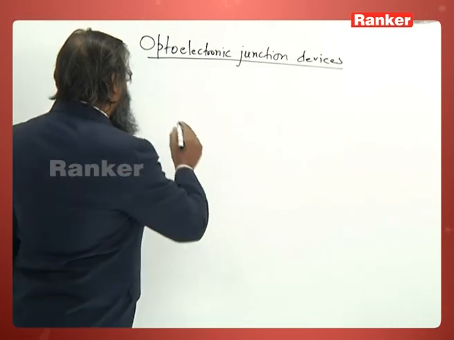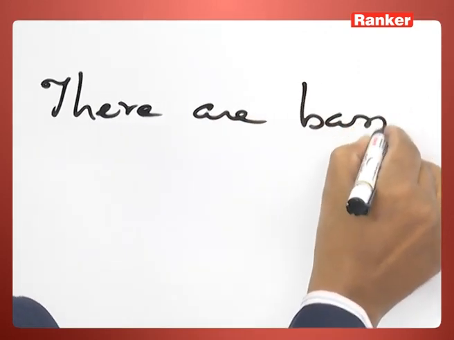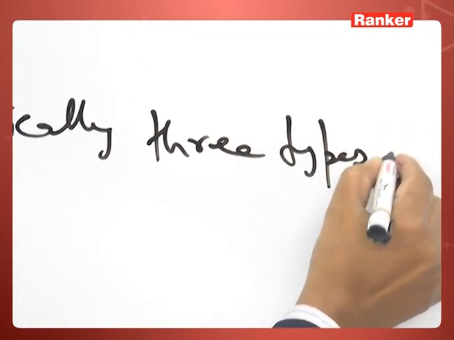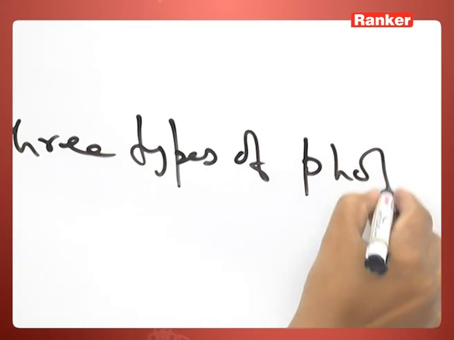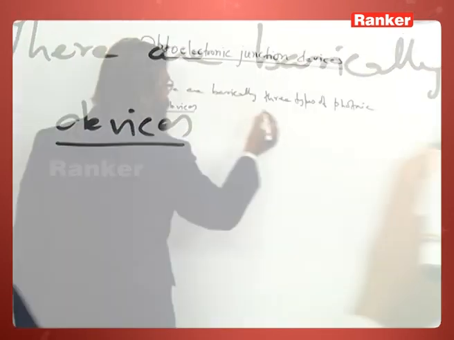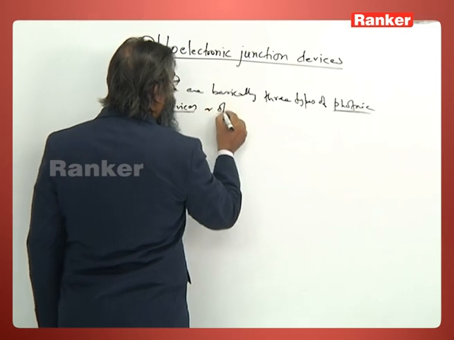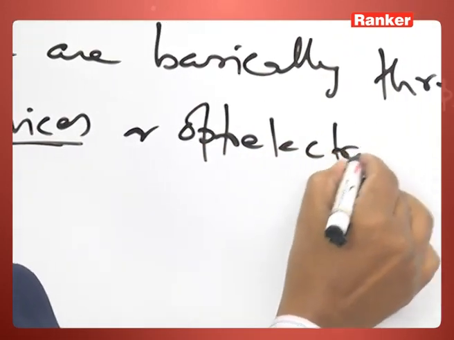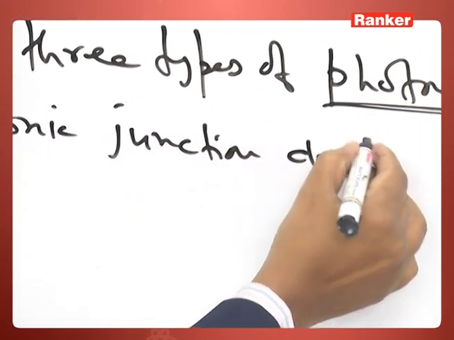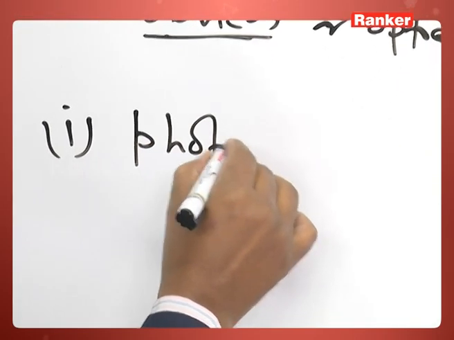So, there are basically three types of photonic devices. Those devices where photons play a key role are photonic devices, or optoelectronic junction devices. They are the same thing. Number one we will study is photodiodes.